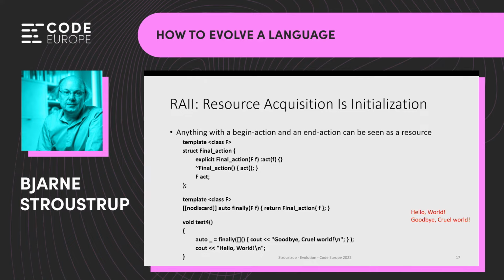I say, finally, I want to say goodbye. And then I do whatever I want to do, and down there at the end of the scope, the destructor fires, and we get this result. This is an example of how you can do anything with constructor destructors, and it's also my answer to why C++ doesn't have a finally language construct. The answer is because we can do better through abstraction.